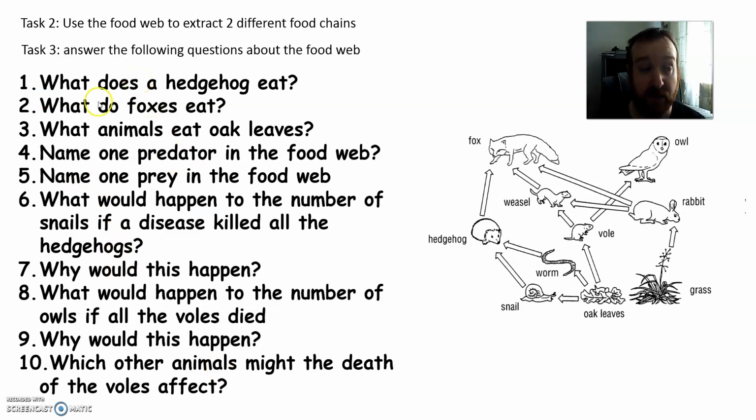What does a hedgehog eat? What do foxes eat? What animals eat oak leaves? Name 1 predator in the food web. Name 1 prey in the food web. What would happen to the number of snails if a disease killed all the hedgehogs? Why would this happen? What would happen to the number of owls if all the voles died? Why would this happen? And which other animals might the death of the voles affect?